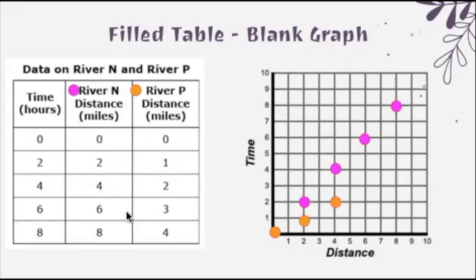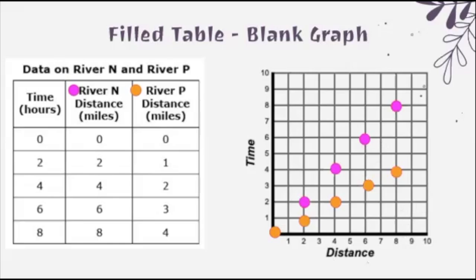In 4 hours, River P only went 2 miles, and so forth. So I'm just going to continue this chart up until where I get to 8-4. Then you might have some questions on this that say, what pattern do you notice? Okay. Do you notice the graph?